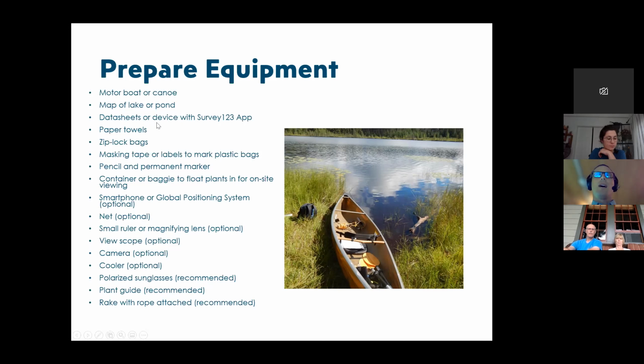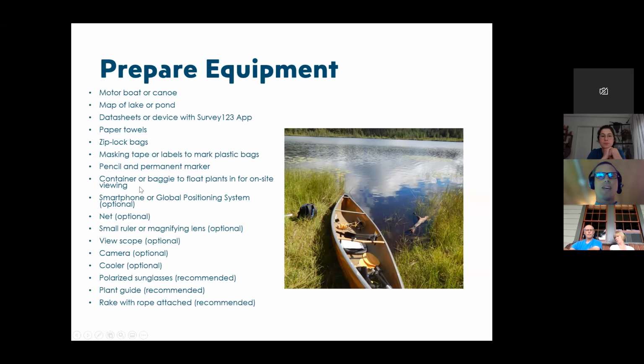Having a map of the lake or pond is important to help navigate, and you definitely need it as one of your data sheets. You'll need your data sheets or a device with the Survey 123 app if you're going to do it electronically. Paper towels and Ziploc bags always help if you need to collect a plant sample. And then masking tape or labels to mark those plastic bags, with a pen or a permanent marker.